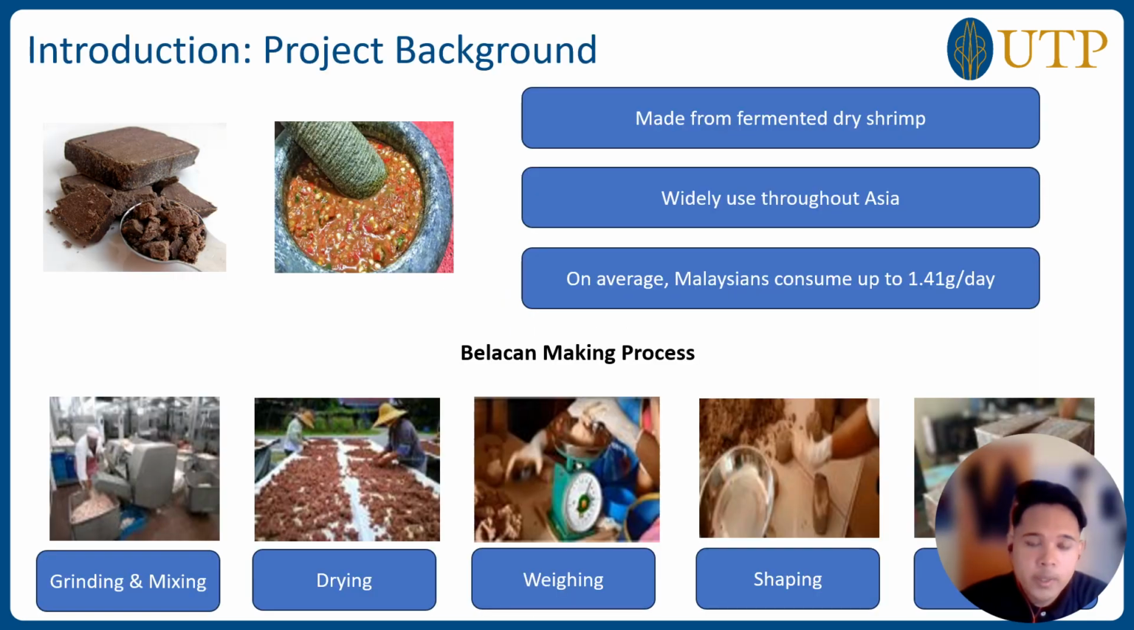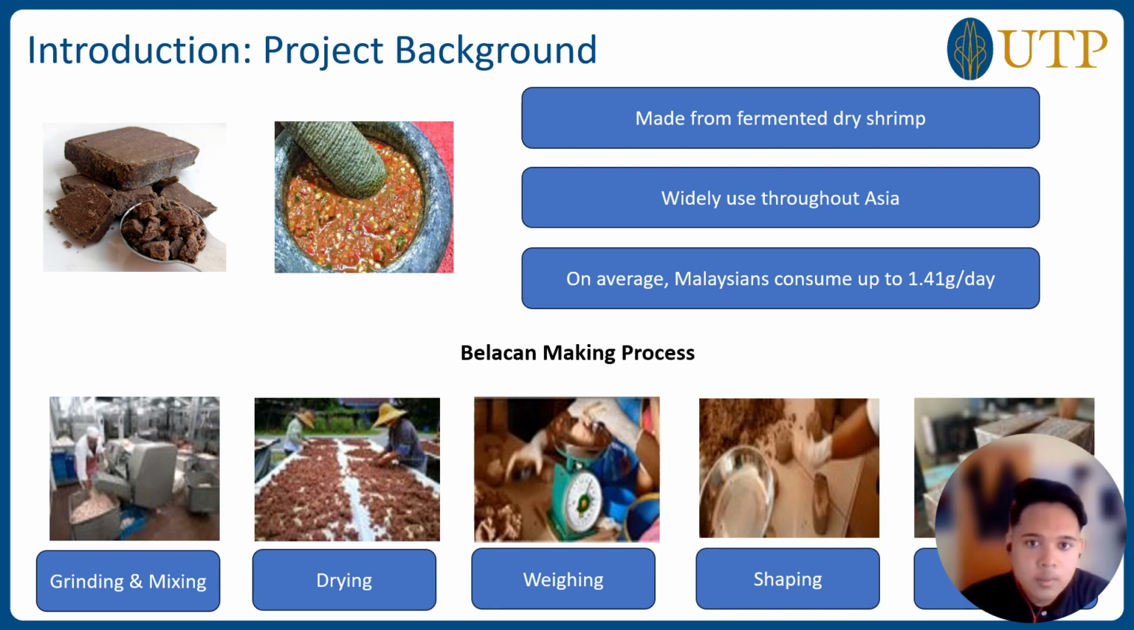So the project background is belacan, also known as shrimp paste. This is an essential ingredient in Southeast Asian cooking. It is made from fermented dry shrimp, which gives it a distinct umami flavor. Belacan is widely used in traditional recipes from countries like Malaysia, Indonesia, Thailand and the Philippines. Malaysians on average consume up to 1.41 grams of belacan per day.